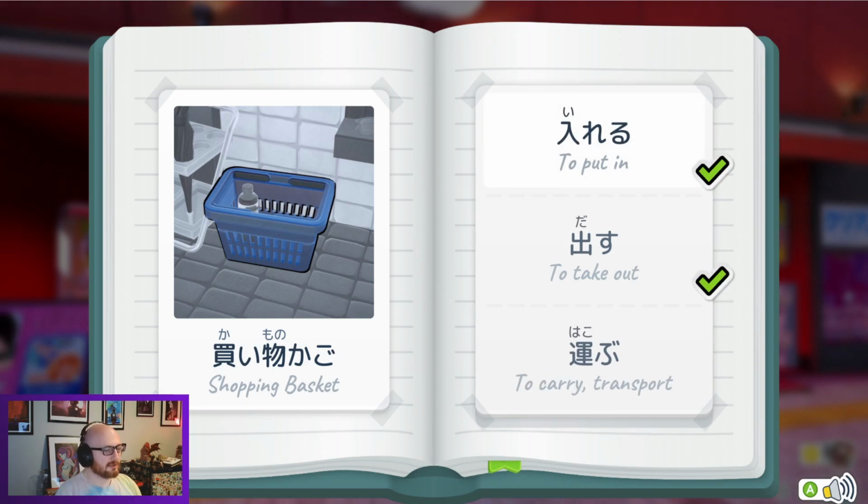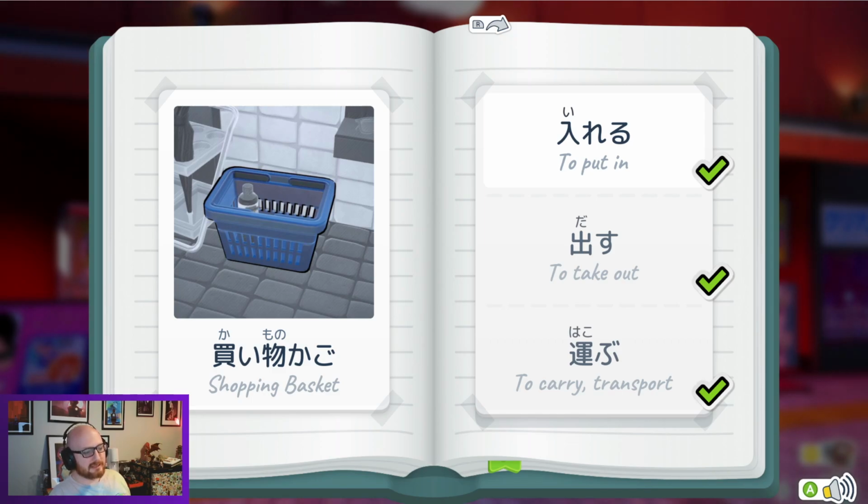Wonderful. So if we want to say we put various things inside the shopping basket. Various was iroiro. So various, iroiro, iroiro na mono. Various things.